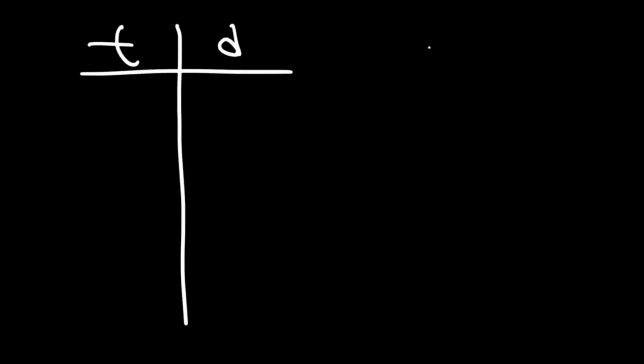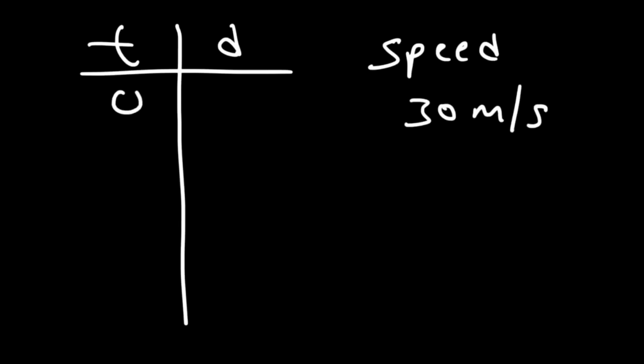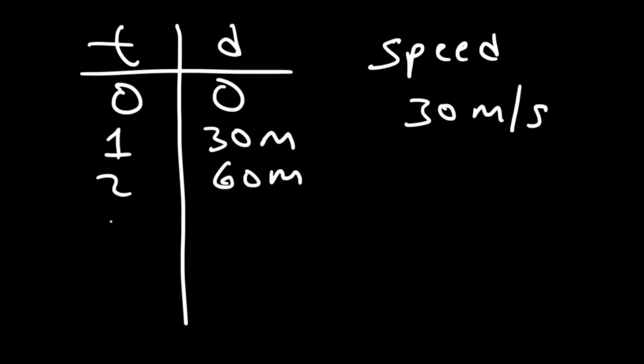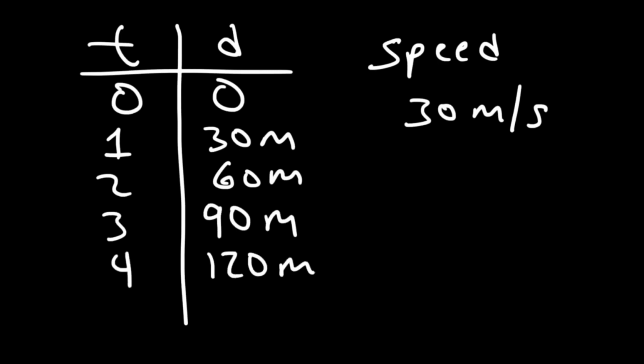So if the speed is 30 meters per second, every second the distance traveled would increase by 30. And so that's what speed tells us. It tells us how fast the distance traveled by an object is changing every second.